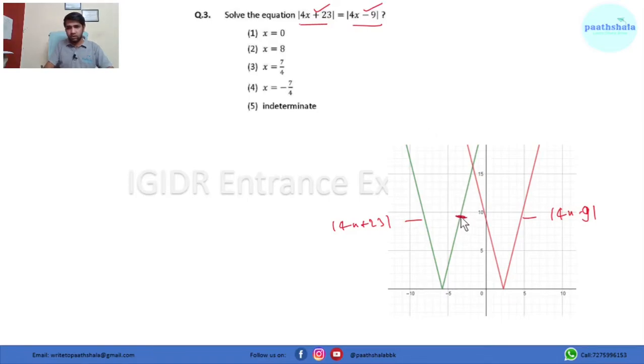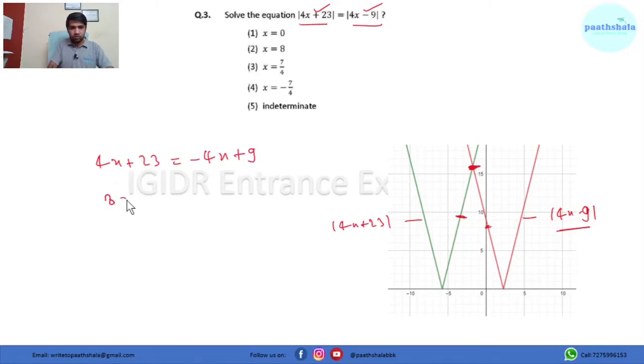Let's look at this because in order to get the solution, this is the intersecting point. So this will give a solution. Here you can see that this is the positive component of this part, and this is the negative component of this part. Okay, so if I take it, this will be 4x plus 23 equals minus 4x plus 9.